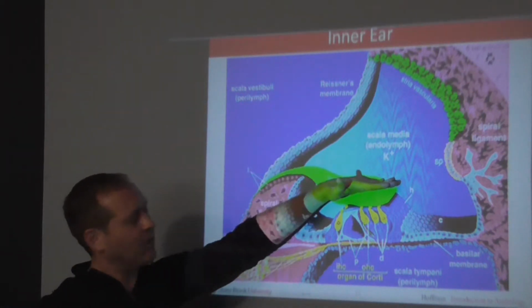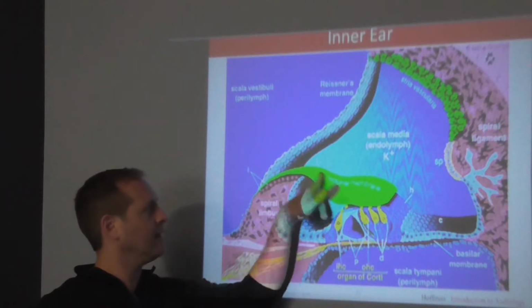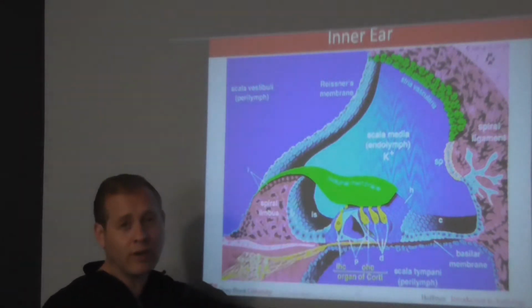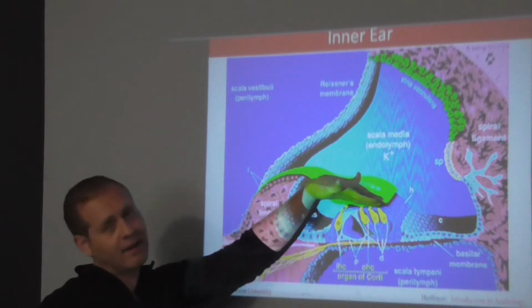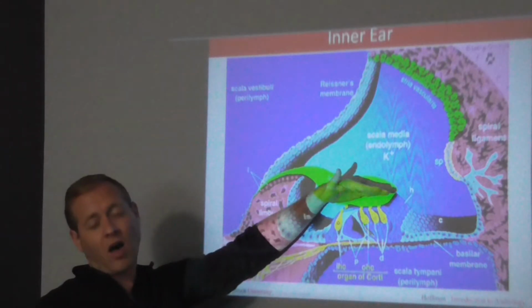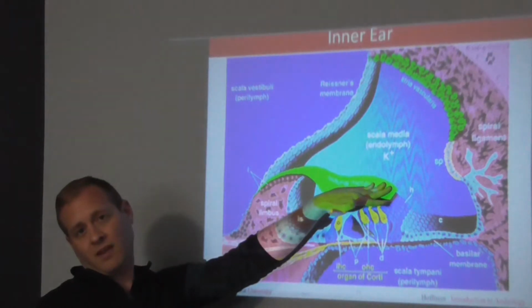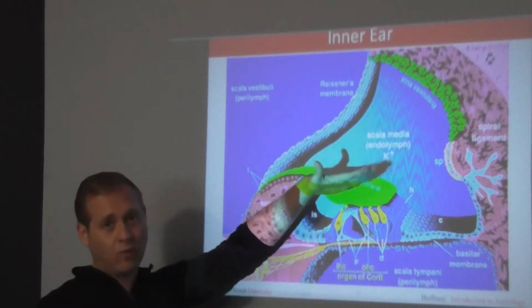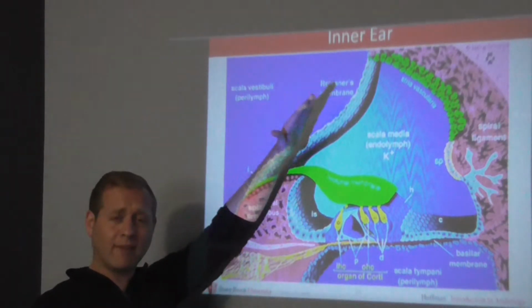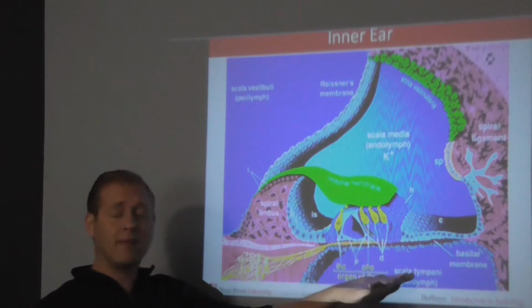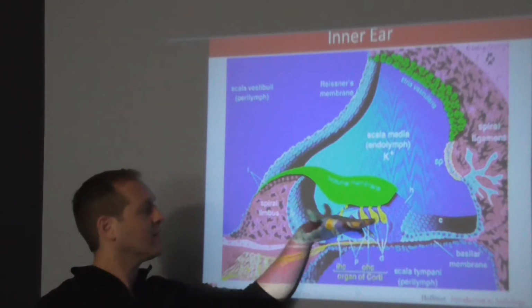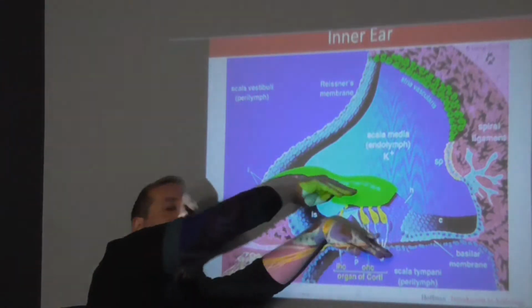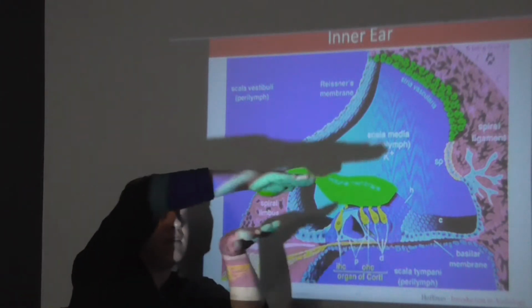Located on top of the organ of Corti, this green thing that looks like a tongue here, is a flap known as the tectorial membrane. The tectorial membrane is a flap that's sitting on top of the organ of Corti. So as the fluid in the scala media, or the endolymph fluid, moves as a result of the perilymph fluid moving the Reissner's membrane, or the perilymph fluid in the tympani moving the basilar membrane, it's going to move the organ of Corti, and it's going to move the tectorial membrane that's sitting on top of it.